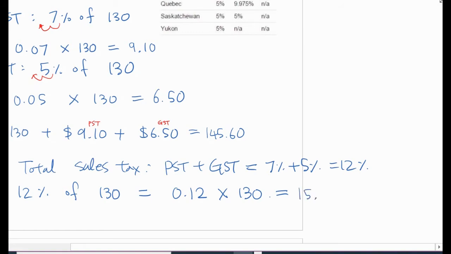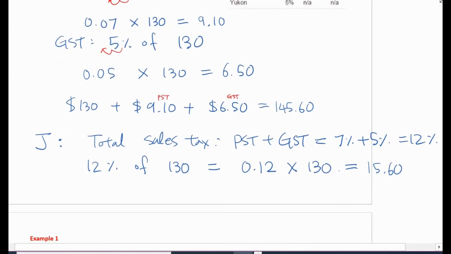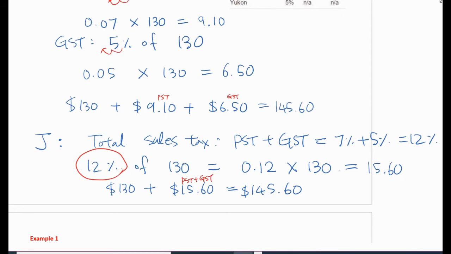So 15.60, and the total will be $130 plus 15.60. If you add them up, it becomes $145.60 again. Okay? So you just combined PST and GST together. The combined percent is 12%. So you get the same answer, $145.60. Either way, you get the same answer.